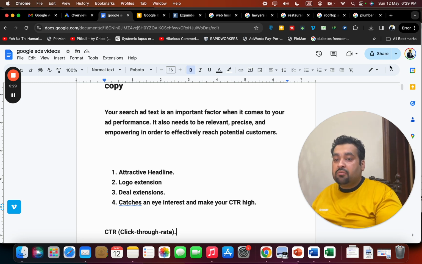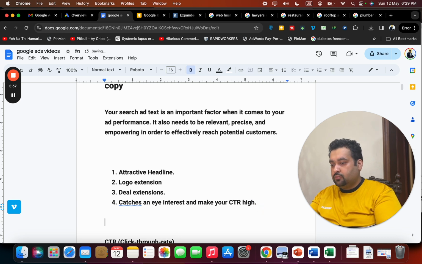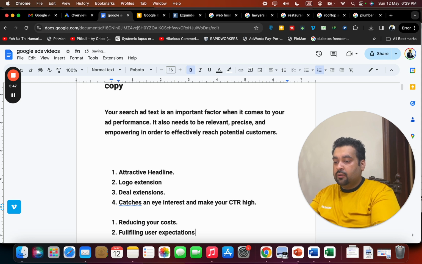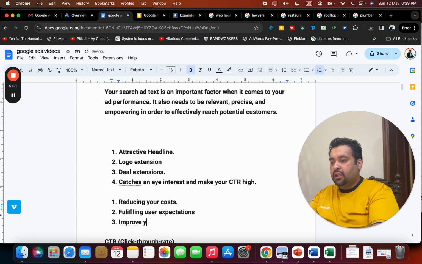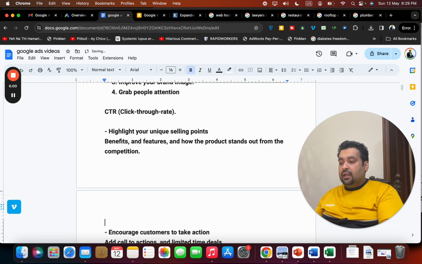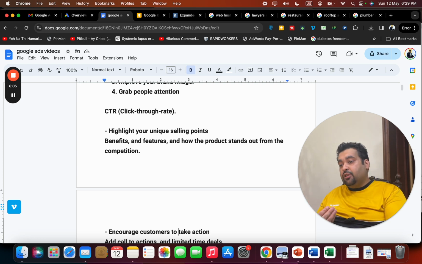But before writing a compelling ad, we need to figure out why we need a compelling ad. A good ad can help you in reducing your cost, fulfilling user expectations for which they came, improving your brand image, and grabbing people's attention. These are a few of the reasons why you need a good, compelling ad. And then your ad should have a few things, like highlighting your unique selling proposition.